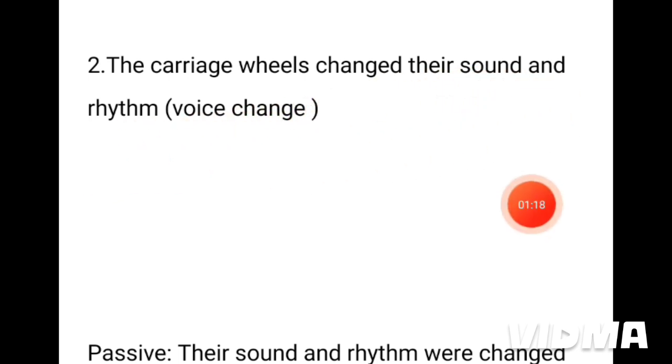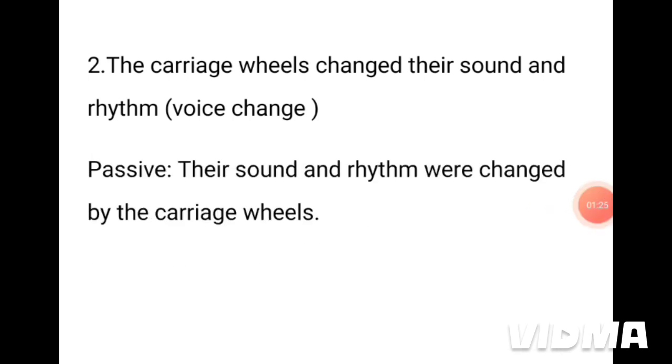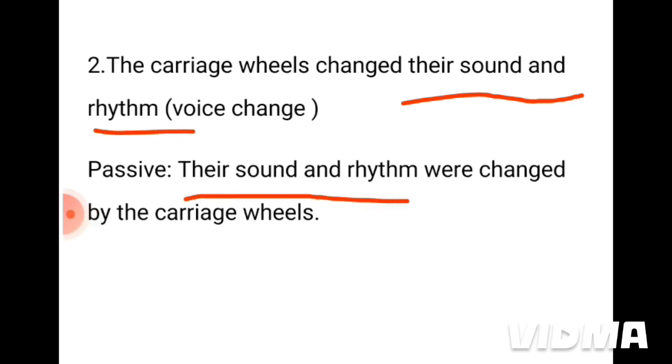Now look at the passive voice. This is the answer, the passive voice of the above sentence. We have written here their sound and rhythm. Actually, this object has come in the beginning of the sentence, where this is the auxiliary verb. We have to use an auxiliary or helping verb in the passive voice. Changed is the past participle form of the main verb change.